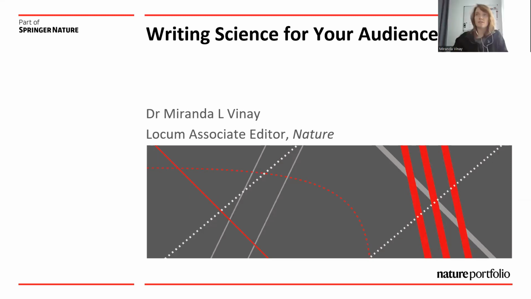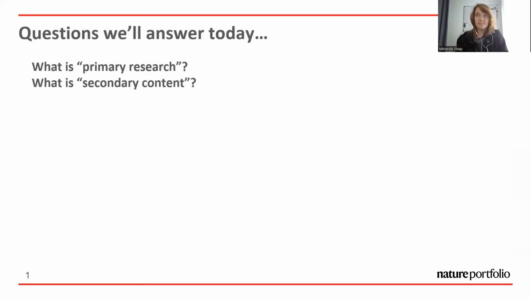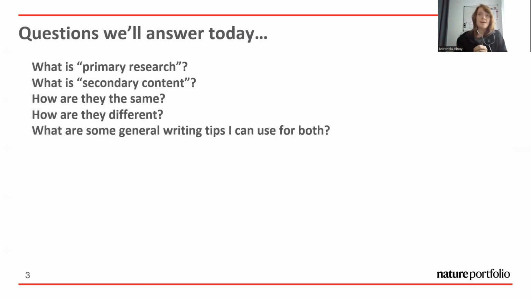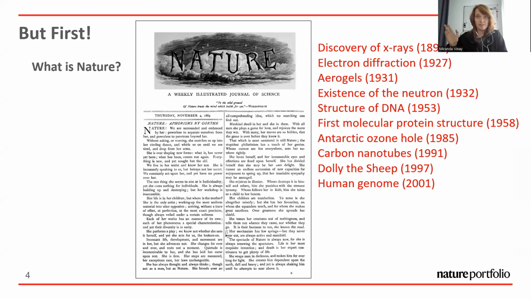So first, let's talk about the questions that we're going to answer today. Those questions are predominantly: what is primary research and what is secondary content, and the differences between these two things; how primary research and secondary content are the same, how they're different; and some general writing tips that you can use for both. But first, let's talk a little bit about Nature.